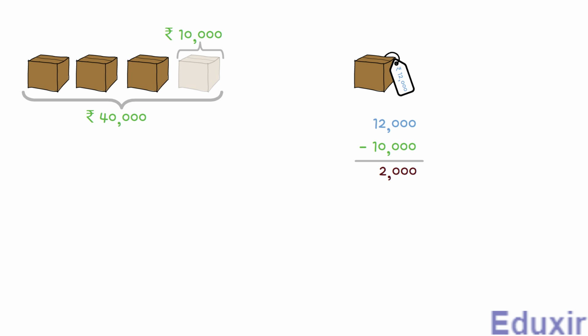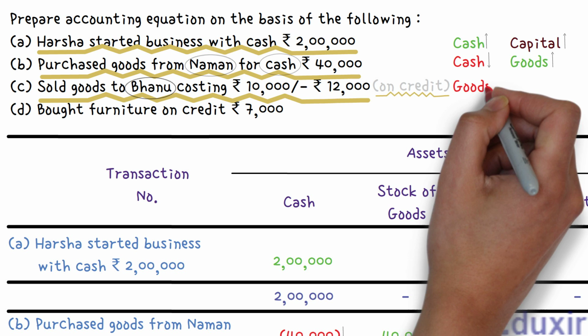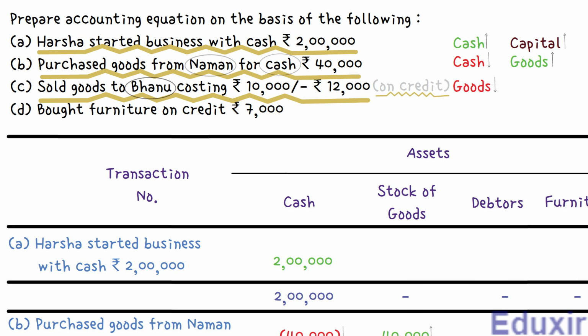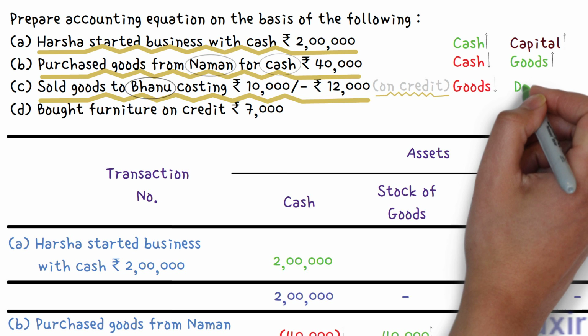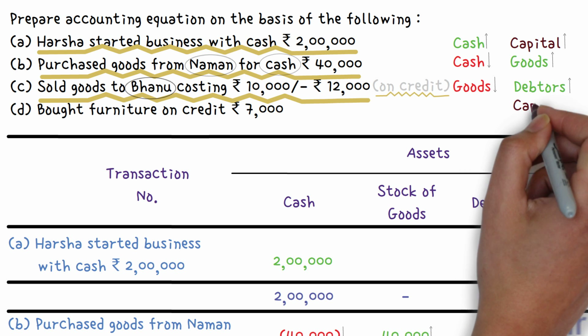So, at the end of this transaction, as the business has sold goods, the goods available with the business are decreasing. Also, as these goods are sold on credit, the buyer Bhanu will become the debtor for the business. So, the debtor assets of the business are increasing. Also, as there is a profit, the capital is also increasing.